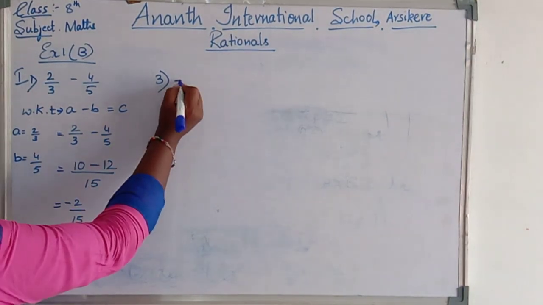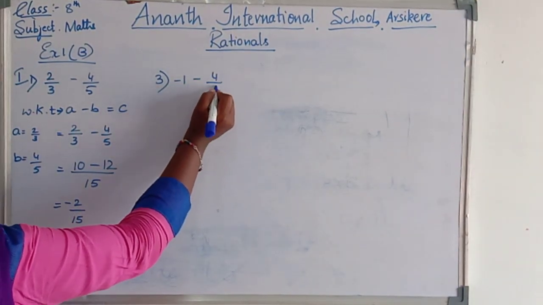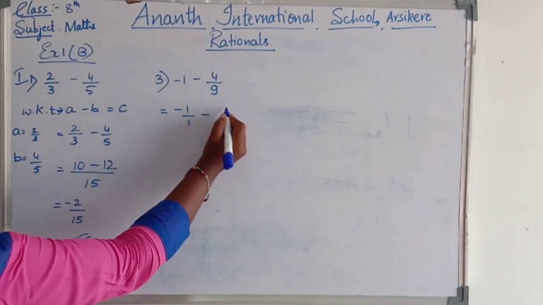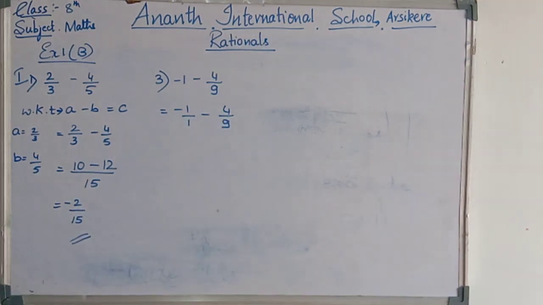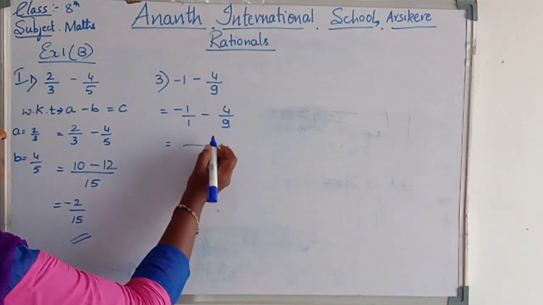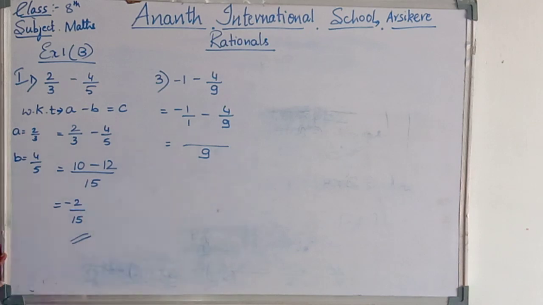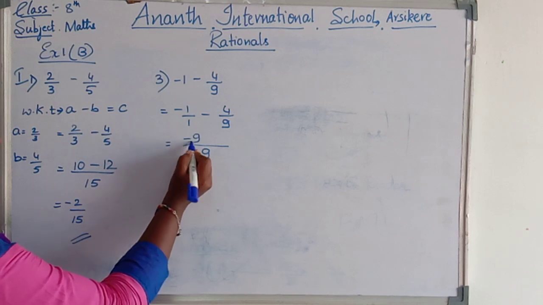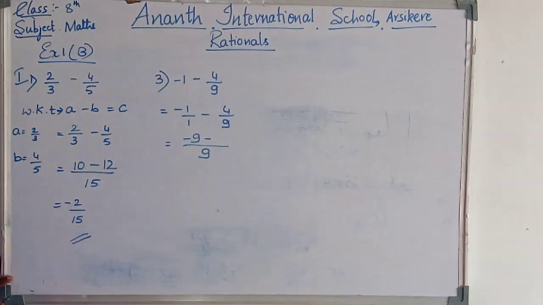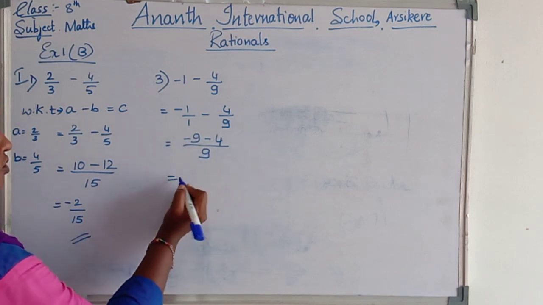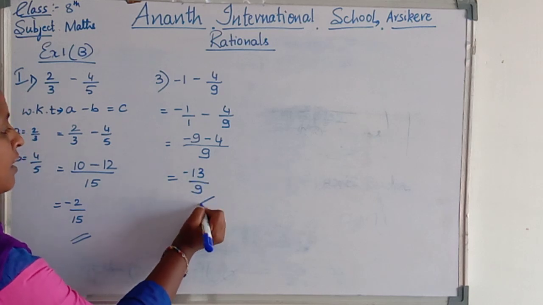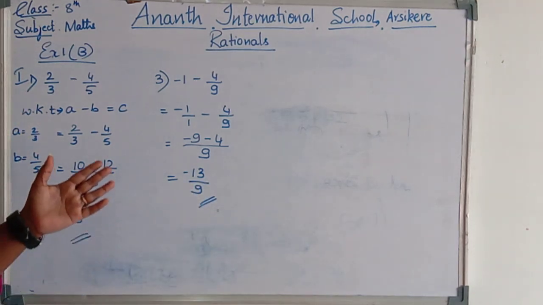Third one: minus 1 minus 4 by 9. Minus 1, nothing is there below, so it is minus 1 by 1, minus 4 by 9. Here the denominators are different, so you should take the LCM. 1 comma 9 is 9. 1, how many times 9? 9 times. Then minus 1 is minus 9. 9, how many times? 1 time. So 4 ones are 4. Minus into minus is plus. 9 plus 4 is 13. Minus 13 divided by 9. This is the version of closure property.